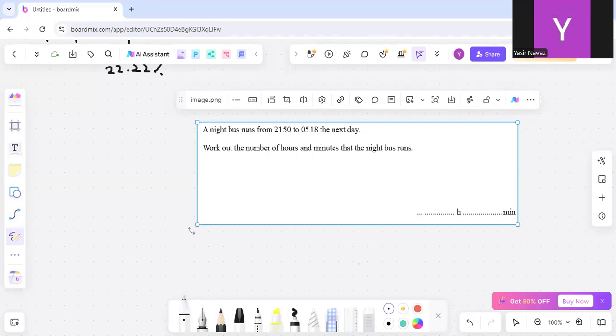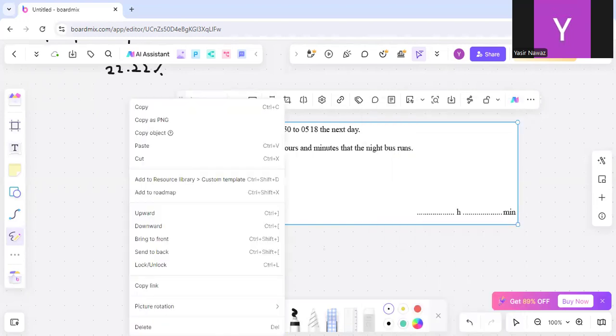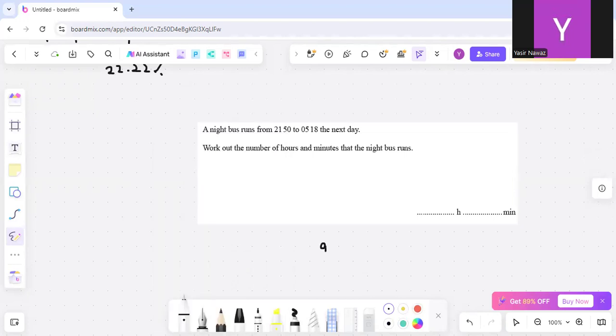So 21:50 is actually 9:50 p.m. I can write p.m. with that, or if I don't write p.m., I can write it as 21:50. Either way to express it. With 21:50 there is no need to write AM or PM, so that will automatically be considered as PM. The other time is 5:18.